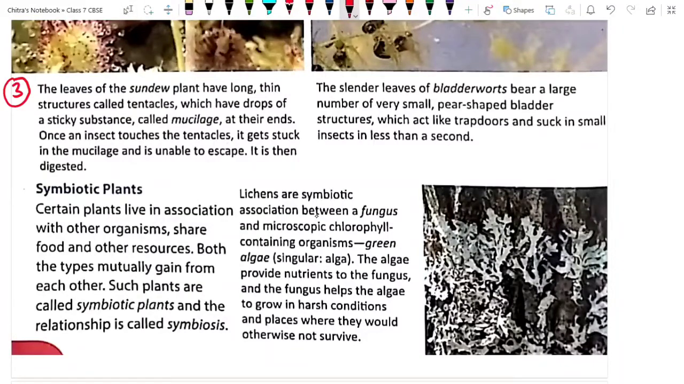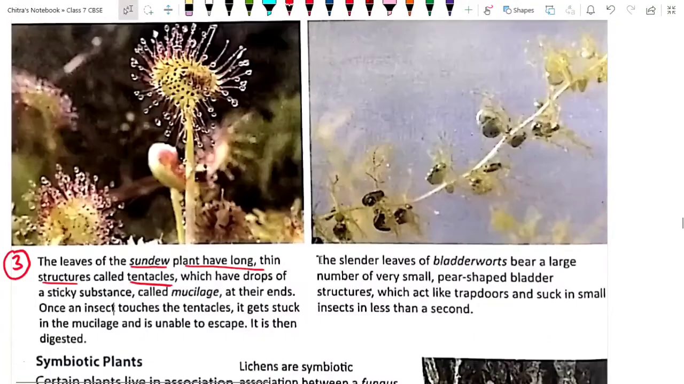Okay, so the third one, we have Drosera, also called sundew. The plant has long, thin structures called tentacles. As you can see in the diagram here, they have dew-like structures and these hair-like structures called tentacles, which have drops of a sticky substance. This is the drop-like structure as you can see here. This is the sticky one, which is made up of mucilage at their end. Once an insect touches the tentacles, it gets stuck in the mucilage and is unable to escape from there, and then it is digested by the plant.